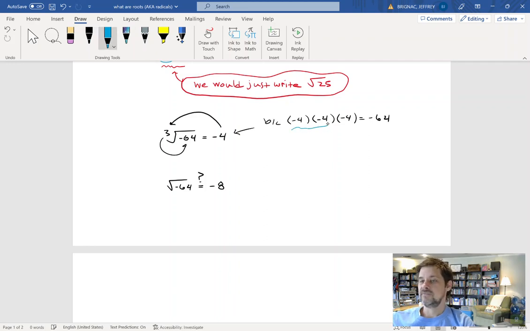Try it out. Negative 4 times negative 4 times negative 4, that's going to be positive 16 times negative 4. And if you take positive 16 times negative 4, you will get negative 64. Okay. What about, let's do one more.